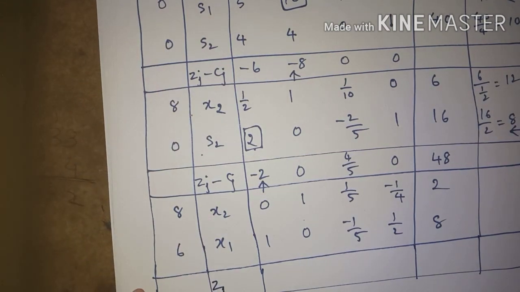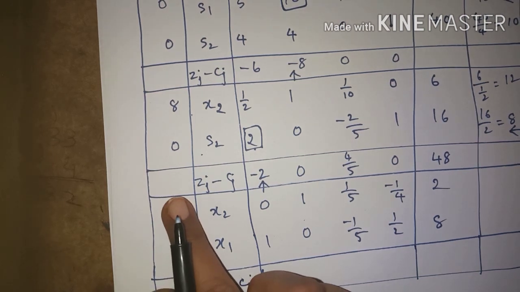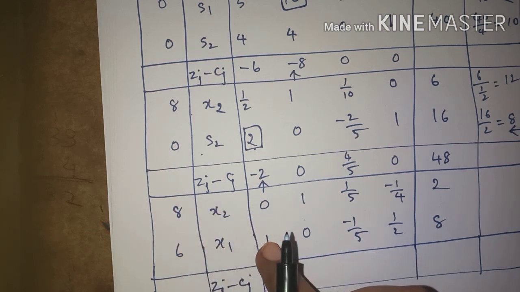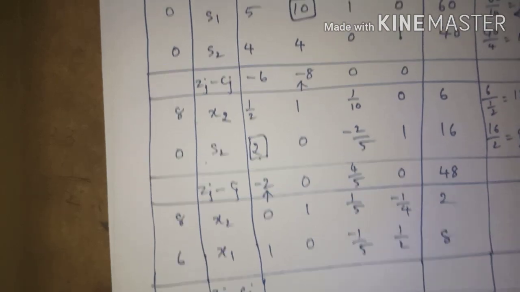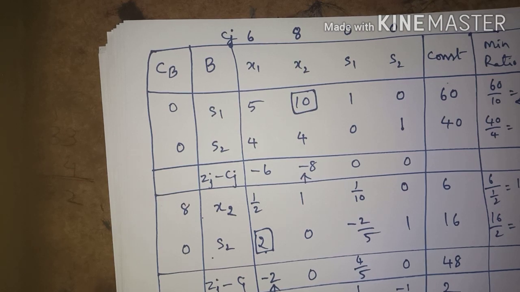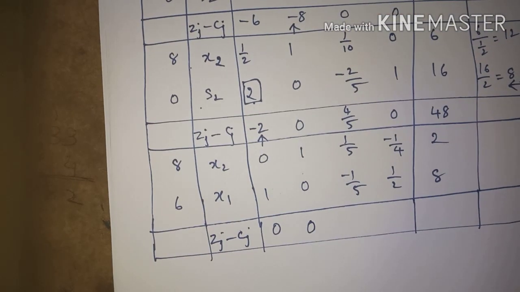What did I say? Zj minus Cj. How to calculate? The CB column into the first column. 8 into 0, 0. Plus 6 into 1, 6. Minus 6. How much will you get? 0. Now 8 into 1 is 8, plus 6 into 0 is 0, minus 8. Here also you will get a 0.